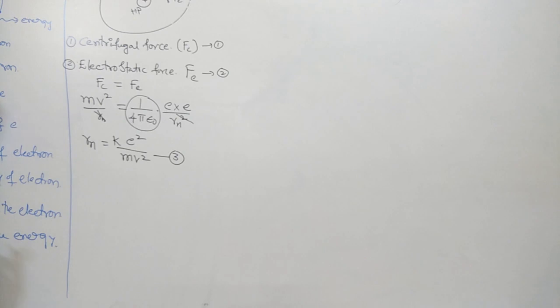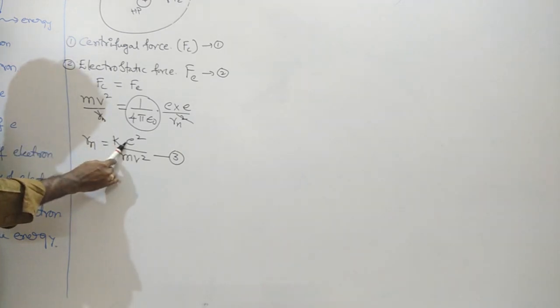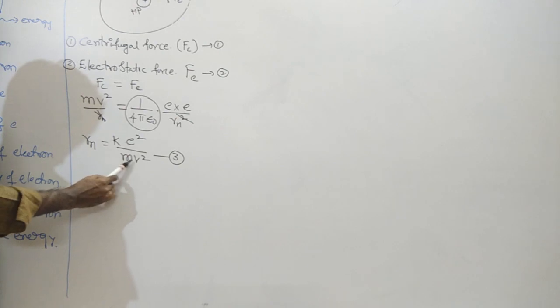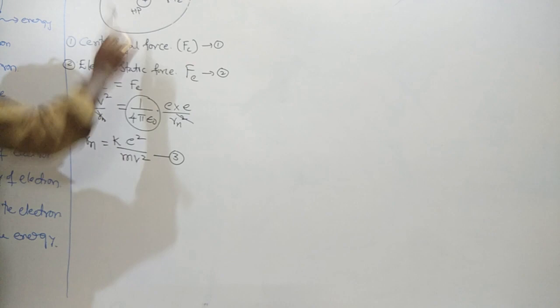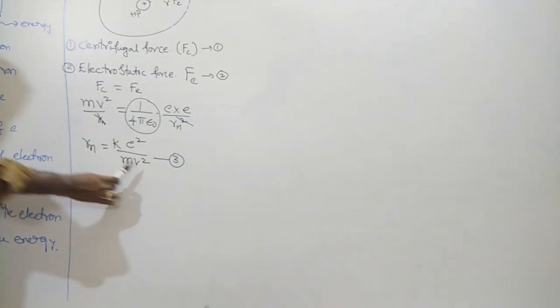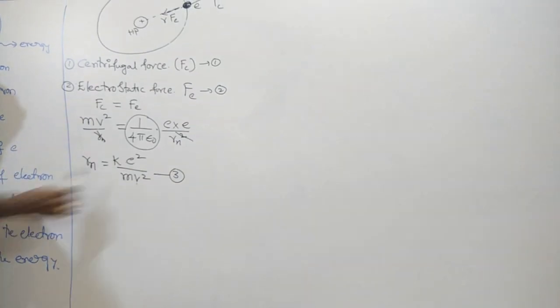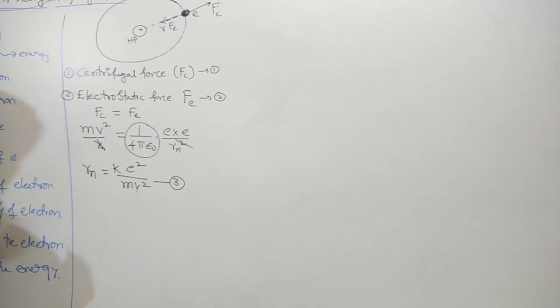So what are the unknown parameters here? k is a constant value, e is the charge of the electron, m is the mass of the electron, and v is the velocity of the electron in that rn radius. We don't know this value, so we are concentrating on the v value. What is the value of v? We need to find it out.